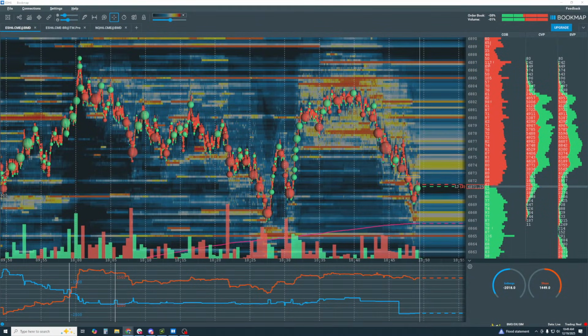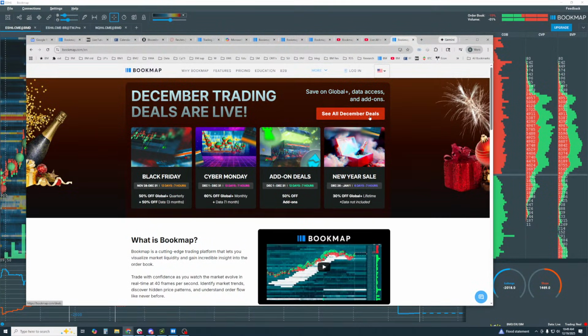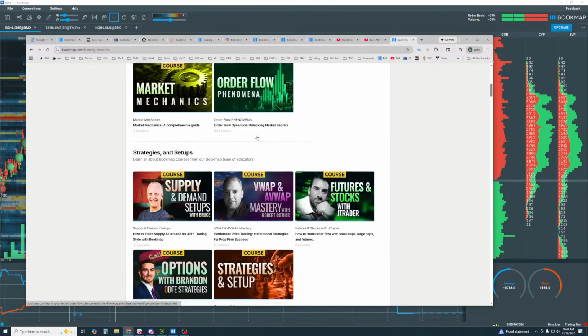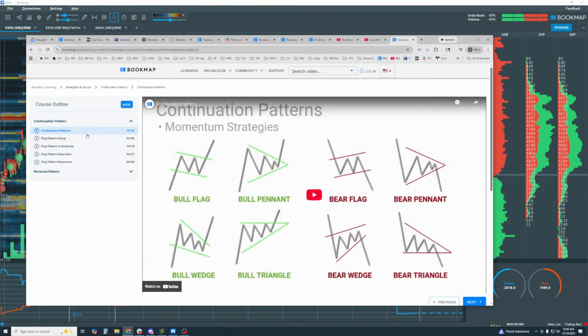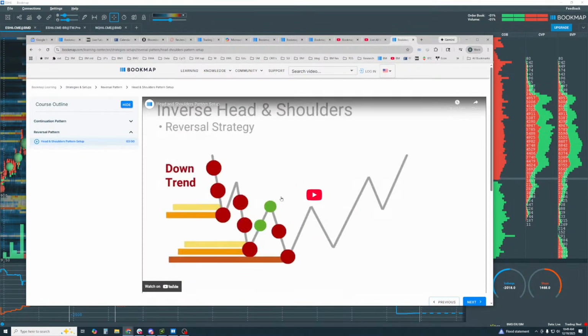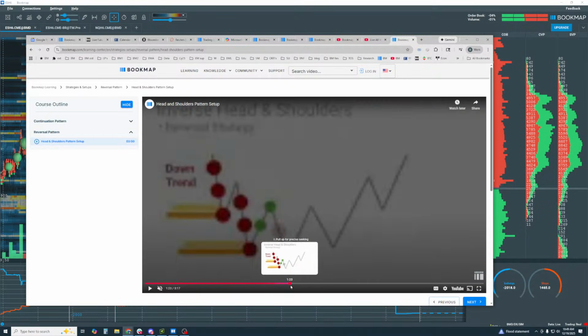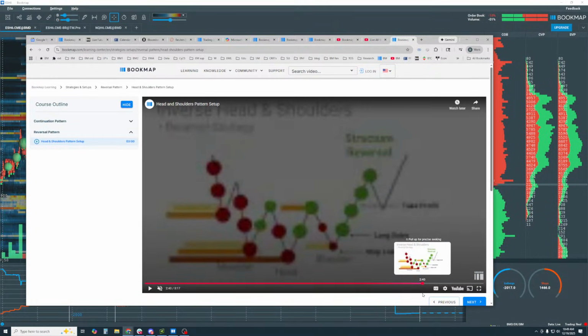Richard, let me show you something on our learning center that you might find helpful. Go to bookmap.com, click on education, and then scroll down to the first course we put together. We just have a continuation pattern and a reversal pattern, and very, very simple though. Just made it only in diagram form, but the diagram serves us well here. So a measured move, even on your head and shoulders, inverse head and shoulders here.